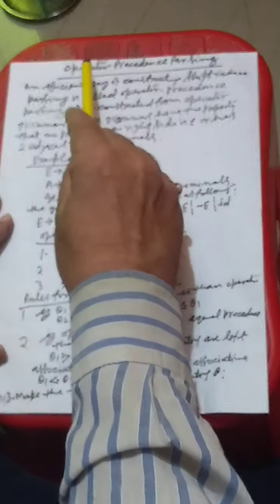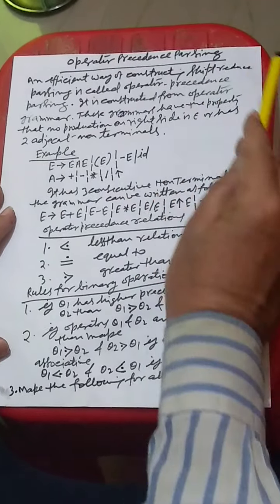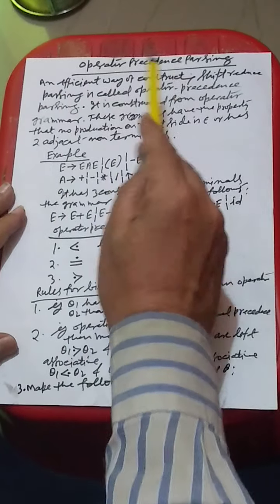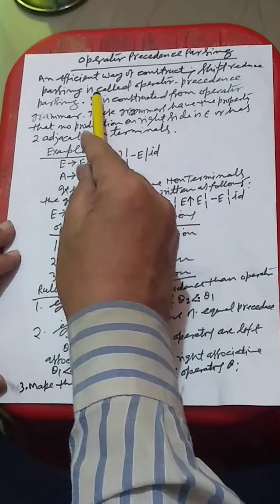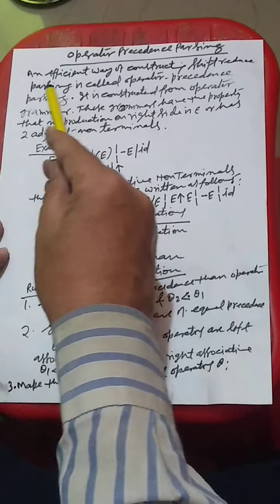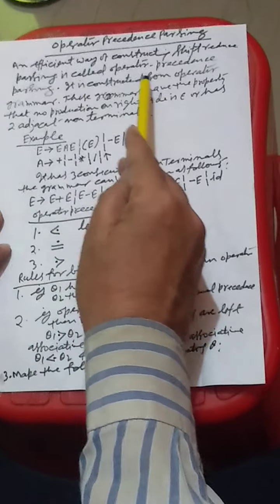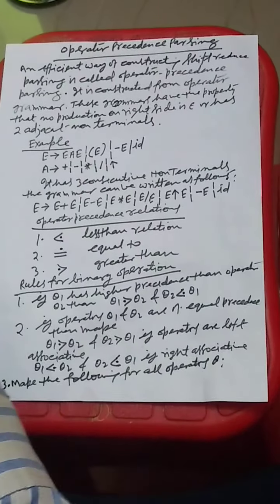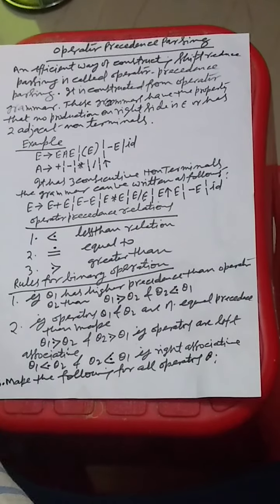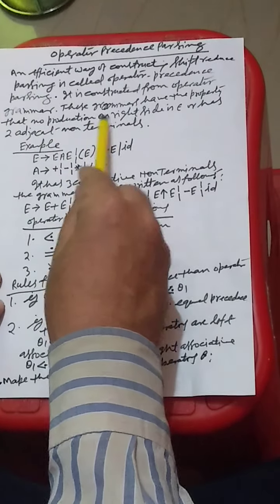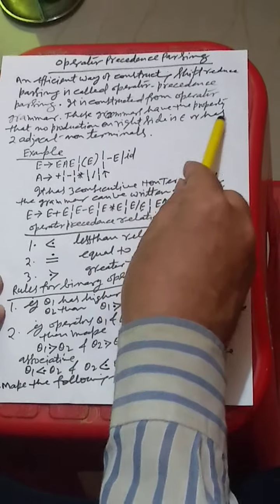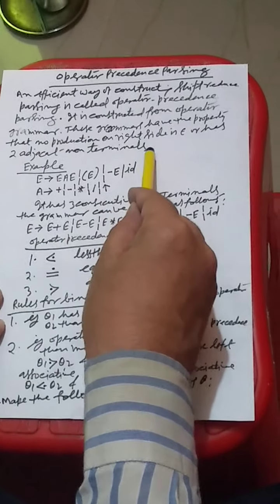Today's topic is operator precedence parsing. An efficient way of constructing shift-reduce parsing is called operator precedence parsing. It is constructed from operator grammar. These grammars have the property that no production on the right side is epsilon or has two adjacent non-terminals.